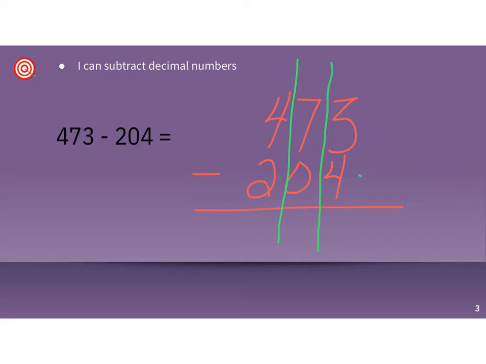So I read from top down and ask myself, what is 3 minus 4? I can't do that, so I need to regroup. So I'm going to come over here to the tens, take a 10, and bring it over here to the ones. So if I bring over 10 ones, I now have 13 ones. 13 minus 4 is 9. 6 minus 0 is 6. And then 4 minus 2, 2. So 473 minus 204 is 269. I first lined up the places and I did a little regrouping.